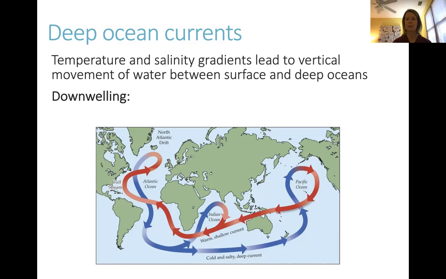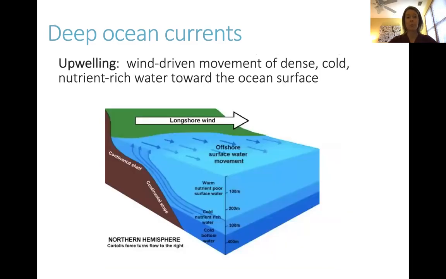The opposite is actually a lot more ecologically interesting and important. So I'll spend a couple of slides on that. And that's what your assignment that I'll have posted is about. It's about upwelling. So downwelling is the falling down of denser water to deeper depths from the surface. Upwelling is the opposite. It's cold, nutrient-rich water moving up to the surface. And this happens in large part because of winds on the surface of the ocean.